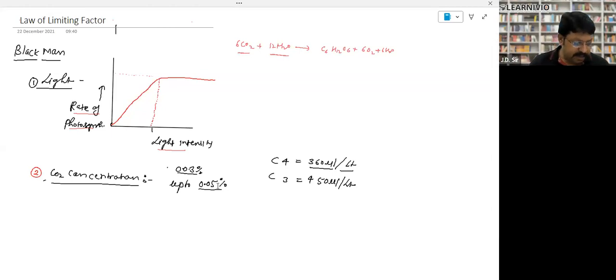Please note down. A limiting factor is defined as a factor which is deficient to such an extent that an increase in its magnitude directly increases the rate of the process. Full stop.